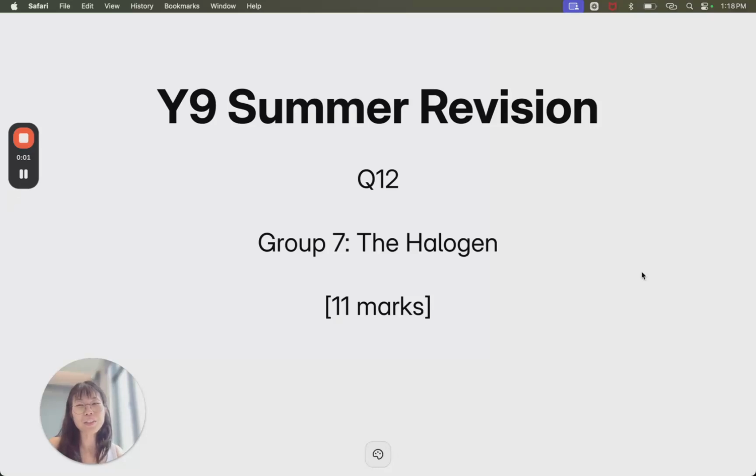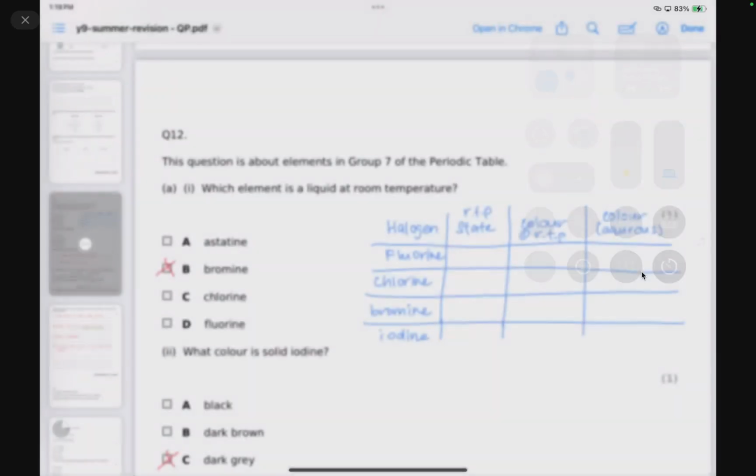Hello, we're going to dive into question 12, which is the opposite spectrum of the periodic table. That would be our group 7, the halogens. This is also 11 marks. Again, very common. What they like to test you on here are the colors of the halogens as well as the unique chemical reaction, which is the displacement. So let's dive in.